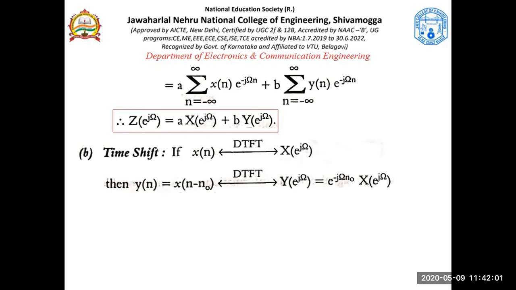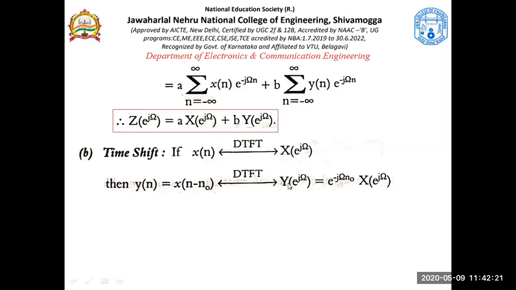Now, what is the next property we have? Time shift property. So this is shift in time. If x of n is there, application of DTFT will give us X of e power j omega. Now, if the same signal x of n is shifted in time, say we are right shifting it, minus n naught is there.